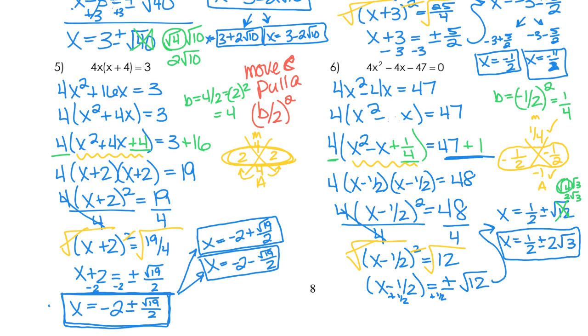Our roots would be real but irrational. And again, if you want to separate them, you can. One of them would be 1/2 plus 2 square root of 3, and the other one would be 1/2 minus 2 square root of 3. And if you wanted to see what decimals those are equivalent to, you could type them into your calculator. Or you can leave them together with the plus minus sign.